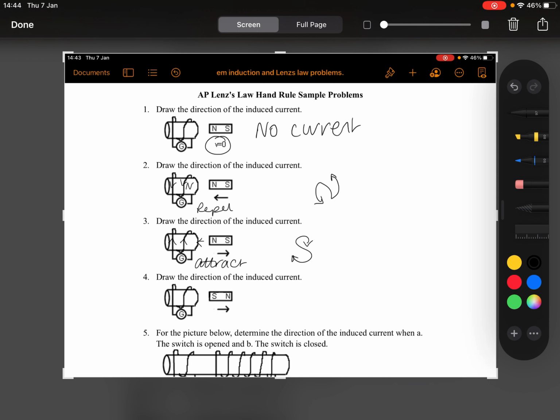Right, number 4, draw the direction of the induced current. You've got a south pole being pulled apart. So it is going to try and attract, which means it's going to be a north pole. North pole is anti-clockwise, which means it will be going down.